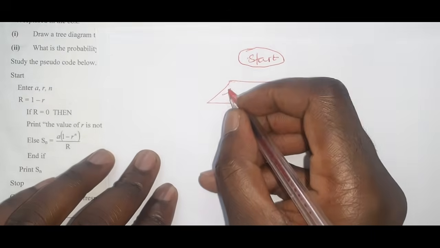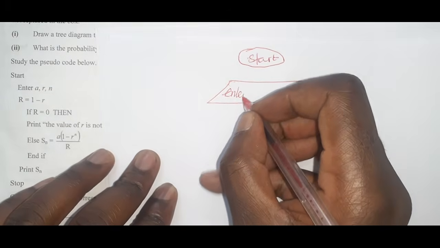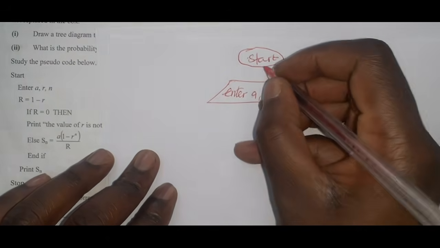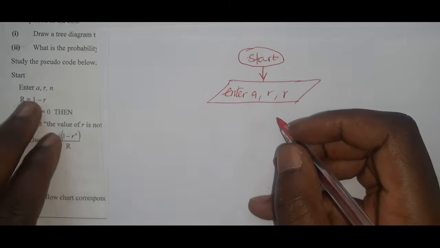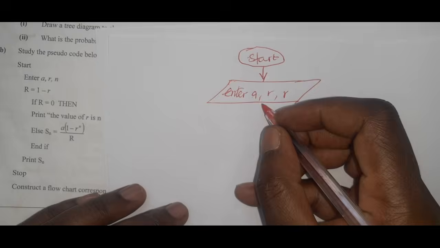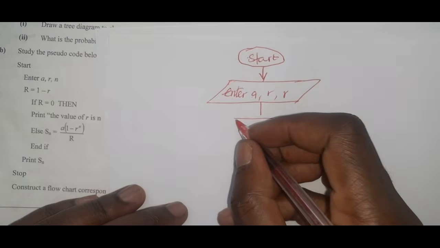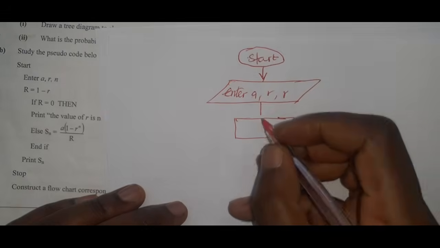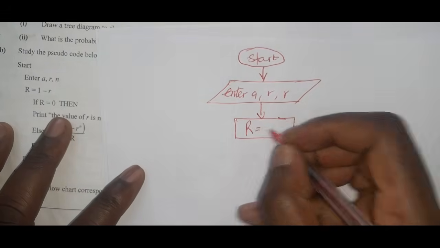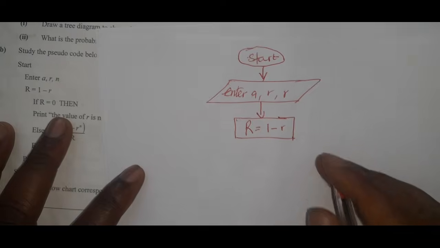Okay. What are we entering? We have to enter A, R, and N. Take note. Then the next one, what do we have? This is like a processor here. So this was processed here. So we use a rectangle. R is equal to 1 minus R.